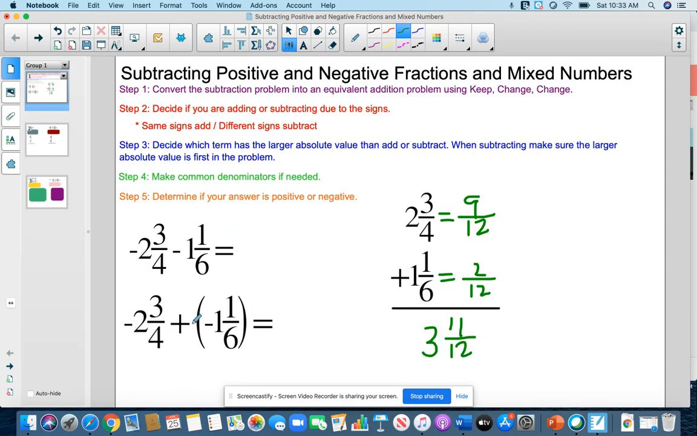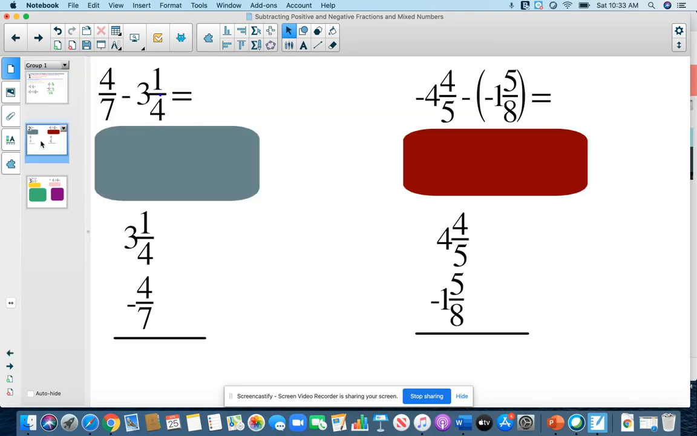You have to go back and look at the signs. The signs are the same, so our answer would be negative because both numbers are negative. So our final answer is negative 3 and 1/12. We're going to try 2 more together, and then I'll have you do 2 on your own for practice.